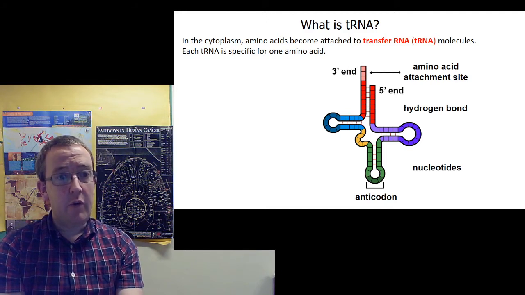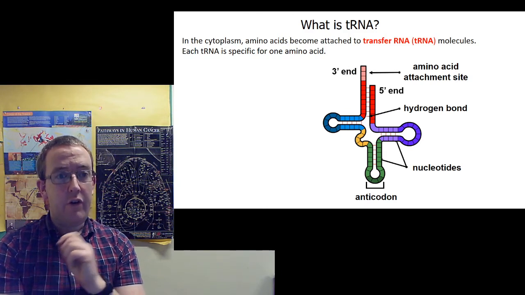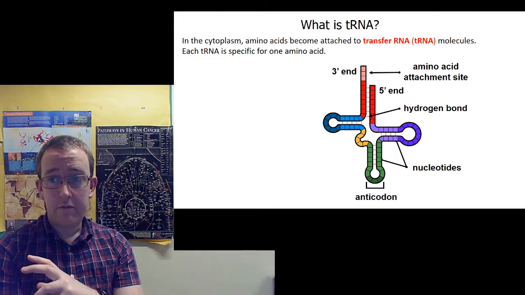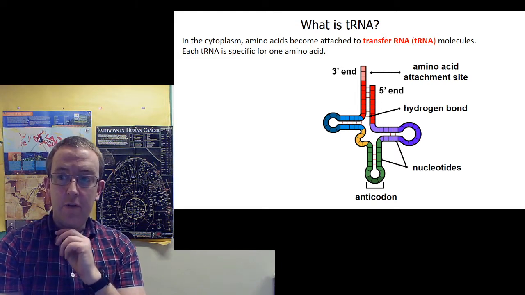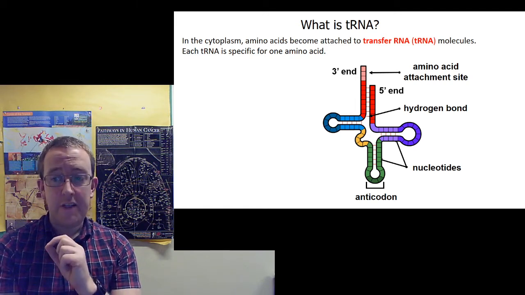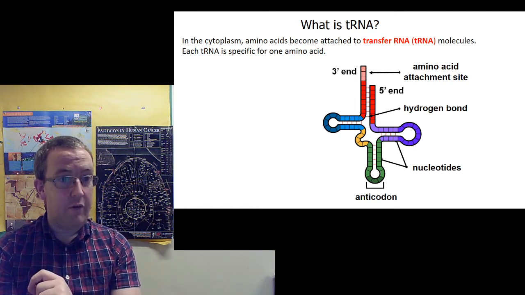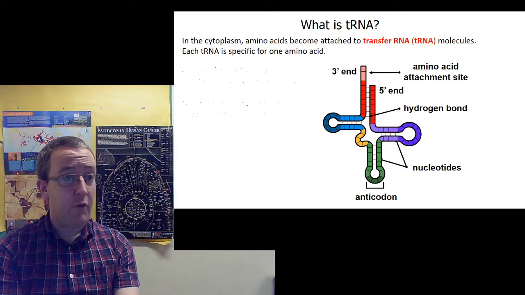Important bits: look, you've got your 3' end, you've got your 5' end, just like any other strand of nucleic acid. And then we've got this thing called an amino acid attachment site, and on the other end, an anticodon. As you can see, this is folded over.